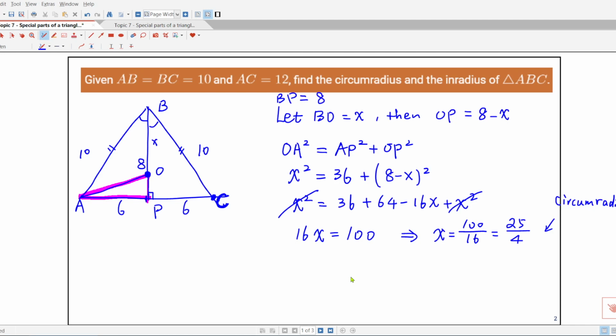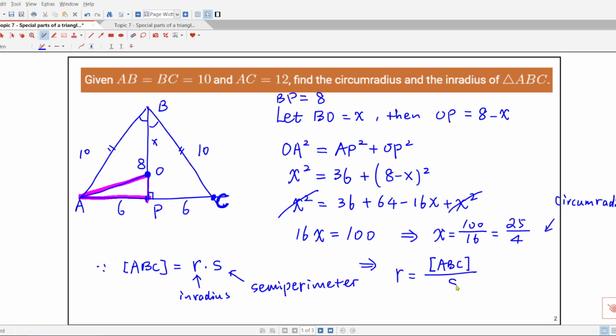Since the area of a triangle is its semi-perimeter times its in-radius, then if we know the semi-perimeter and the area of that triangle, we can quickly find the in-radius of triangle ABC, right? So the area of triangle ABC, we have learned this formula, equals R times S. R is the in-radius, and S is the semi-perimeter. Then we want to find in-radius R, so R equals the area of ABC over S, right?